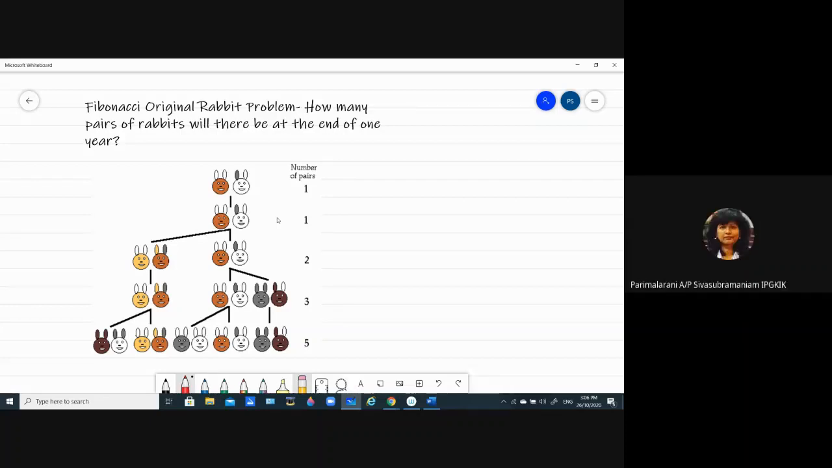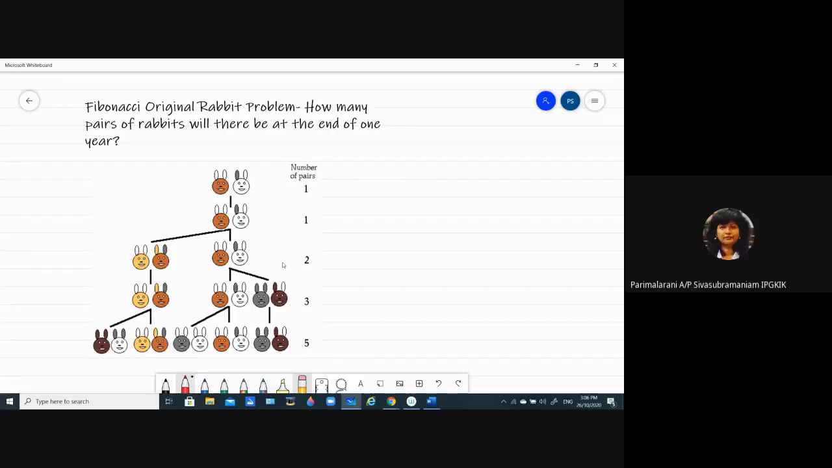So at the end of the first month, how many pairs of rabbits will there be? 1. Okay. At the end of the second month, how many pairs of rabbits will there be? 2. At the beginning of the second month, how many pairs of rabbits will there be? 1 also, right? At the end of the second month, there will be how many pairs of rabbits? 2.